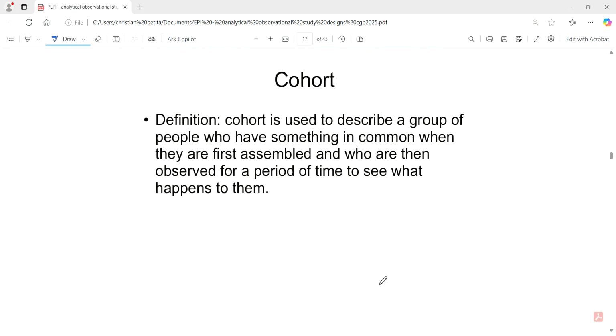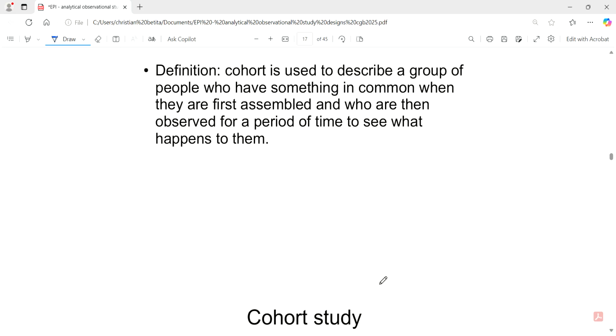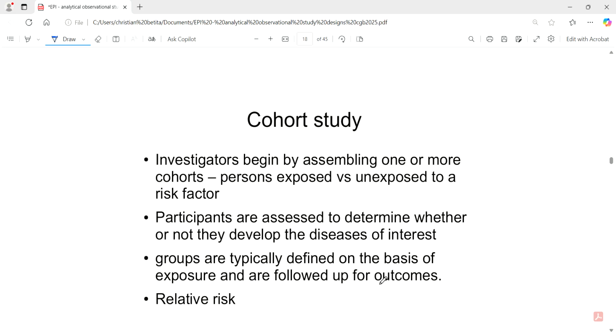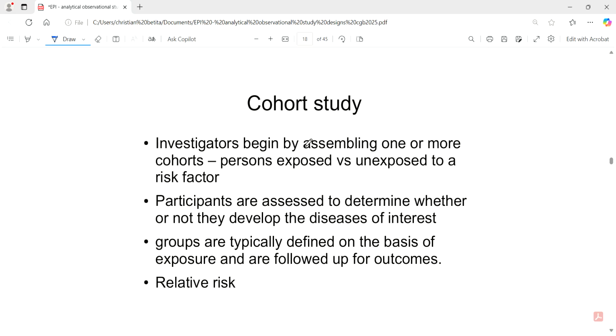A cohort is used to describe a group of people who have something in common when they are first assembled and who are then observed for a period of time to see what happens to them. So in a cohort study, investigators begin by assembling one or more cohorts, such as persons exposed versus unexposed to a risk factor. Participants are then assessed to determine whether or not they develop the disease of interest, and the groups are typically divided on the basis of exposure and are followed up for outcomes. And the measure of association in a cohort study is your relative risk.